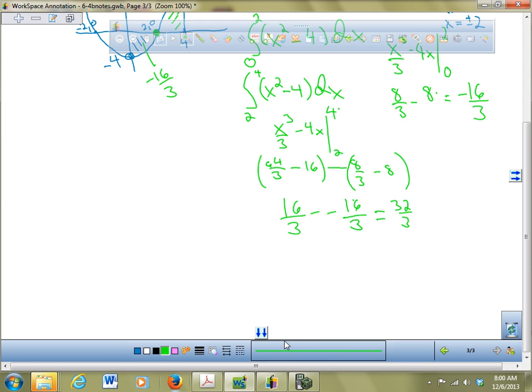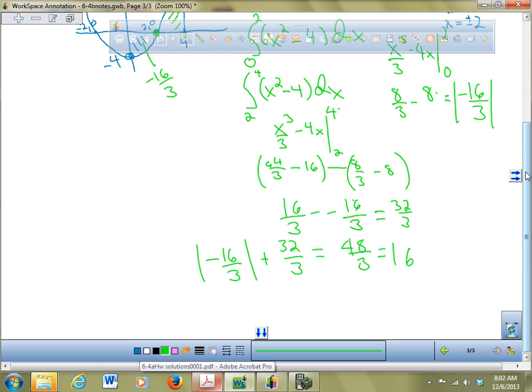Right? And so now you want to add these two things together, but you want to take the absolute value of that, because you want to find the area between the curves. So even though this is negative, you're going to take negative 16/3, the absolute value of that, plus 32/3, which gives you 48/3, which is equal to 16. Okay? And that would be the area between the two curves.